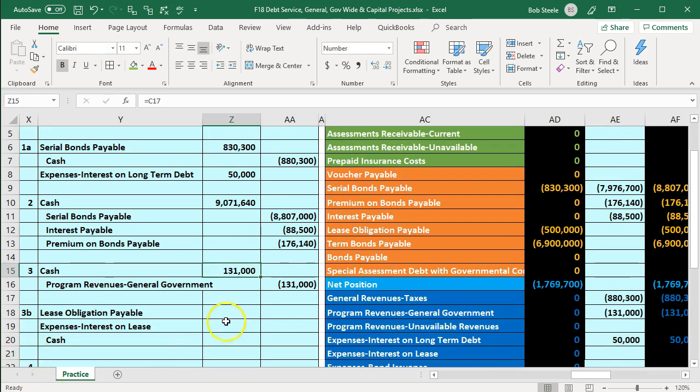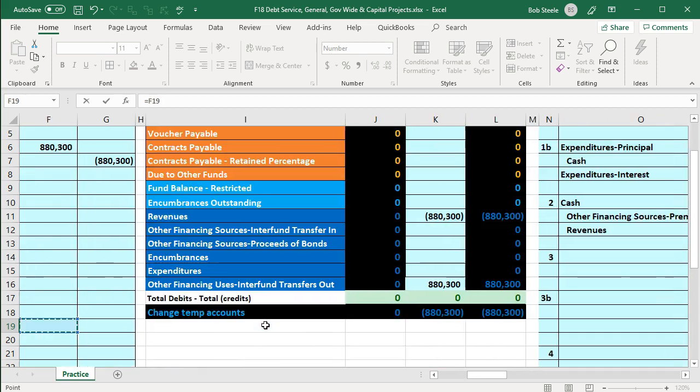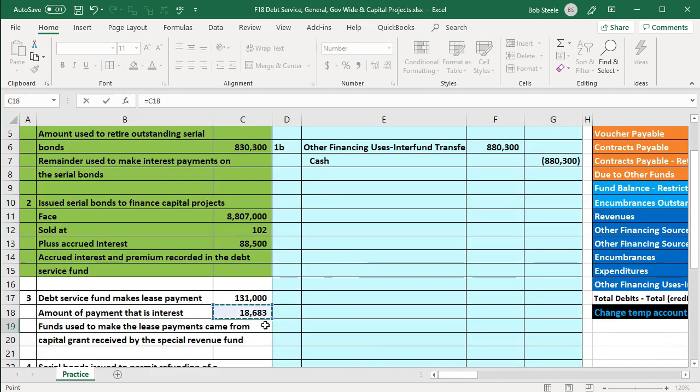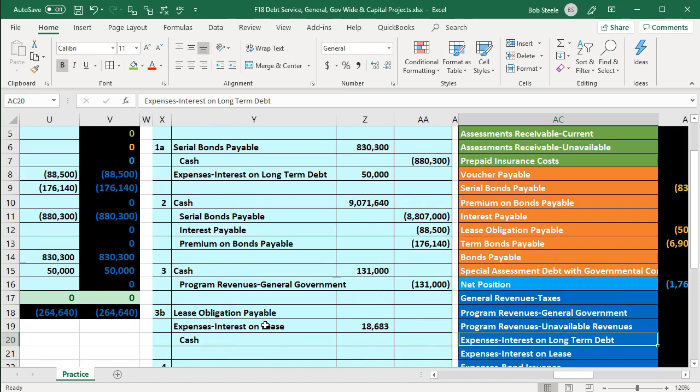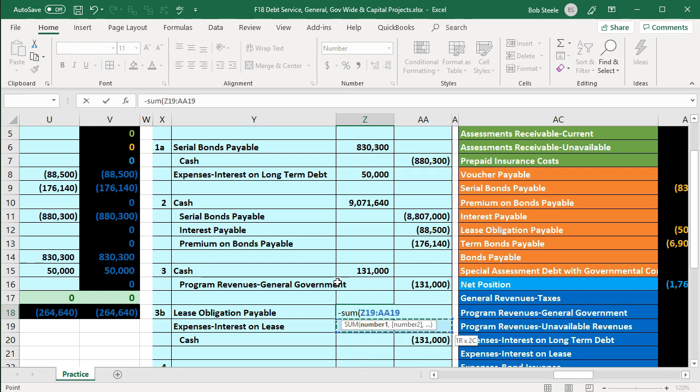So let's pick up the expense from our problem. I'm going to say the expense amount is going to be a debit. I'm going to say this equals and scroll all the way to the left. Pick up the expense of the 18,683. And then the cash is going to be going down for the 131, the full amount. So this is going to be a negative of the 131. And then the difference is going to be the amount for the lease obligation payable. So negative sum of these two. So once again, cash is going to go down, of which 18,683 was interest, and therefore the principal is going to go down by the difference of the two.